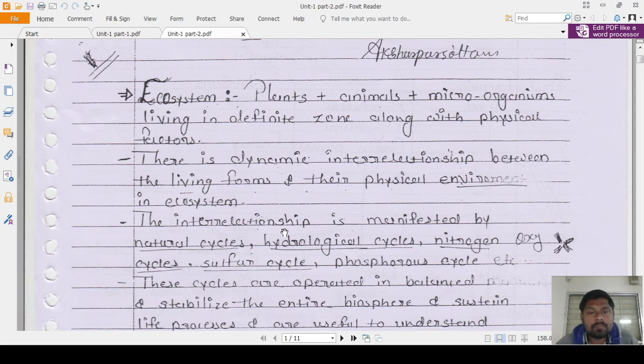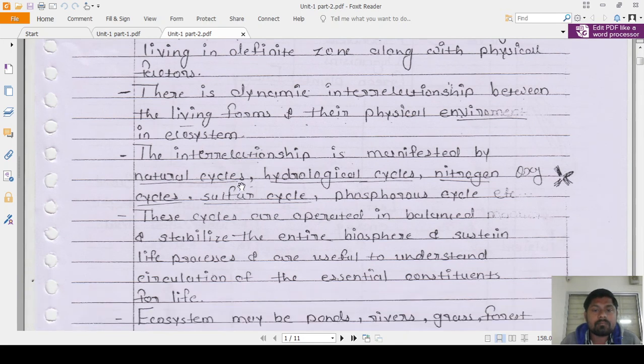The plants plus animals plus microorganisms living in a definite zone, along with the physical factors, are known as the ecosystem. That is part of the environmental segment, the biosphere. It is the dynamic interrelationship between the living forms and their physical environment.